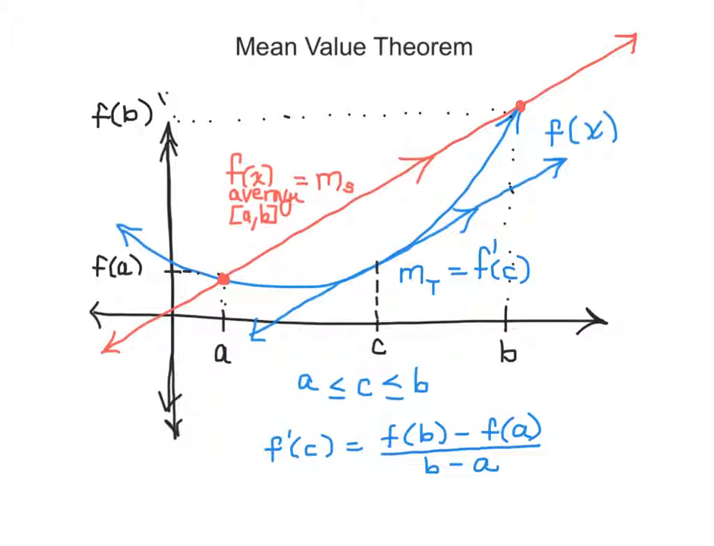So that's the mean value, okay? For any function f of x, if that function is smooth and continuous, which means differentiable, on an interval from a to b, there will exist a value c that is between a and b, such that f prime of c, which is the slope of the curve at c, is equal to the slope of the secant line, which is the average value of the function from a to b, and that is the mean value theorem.